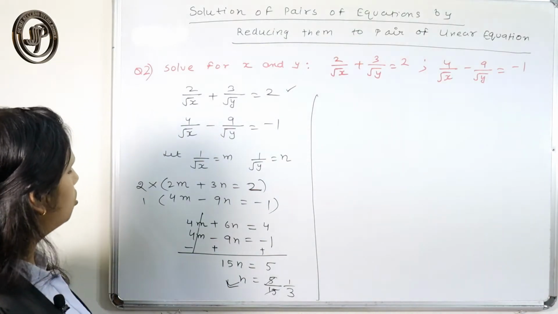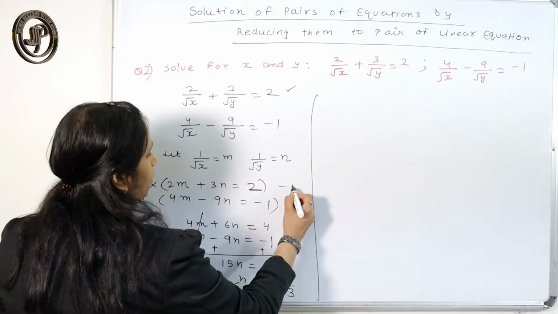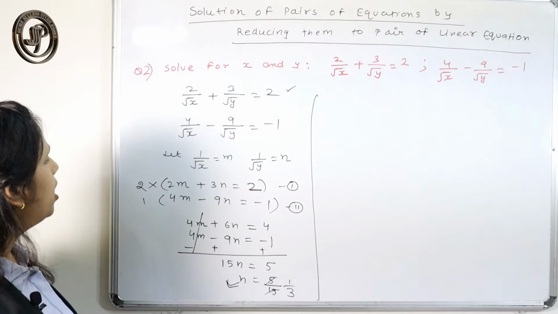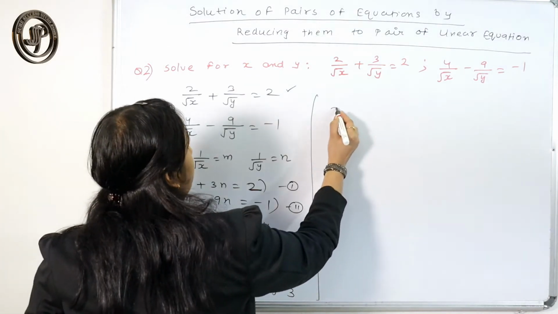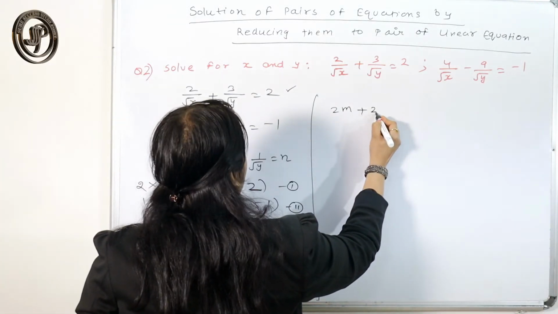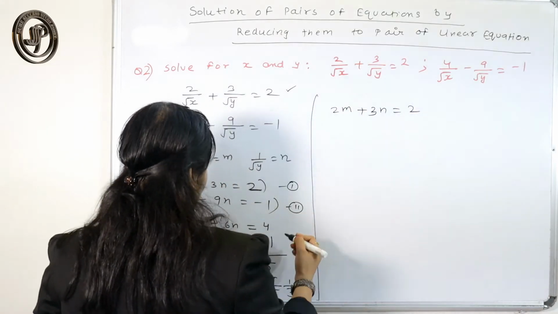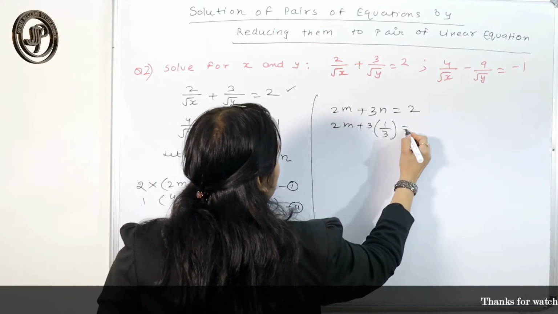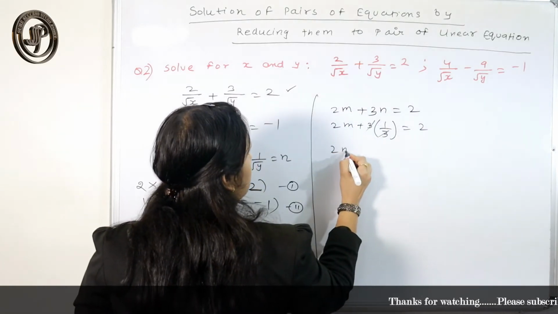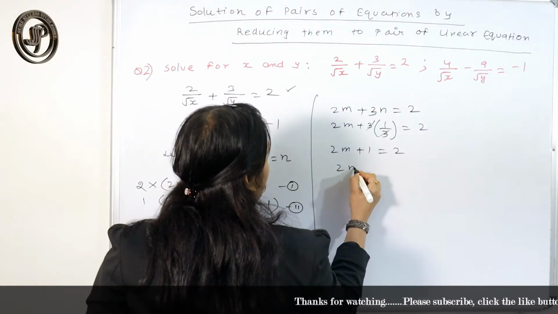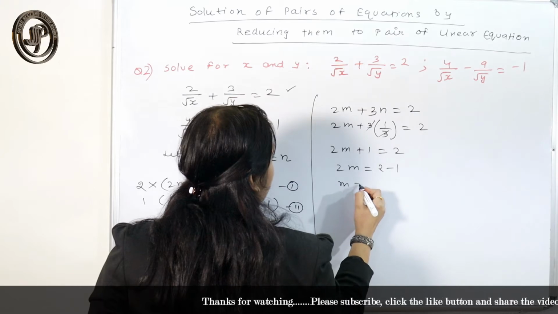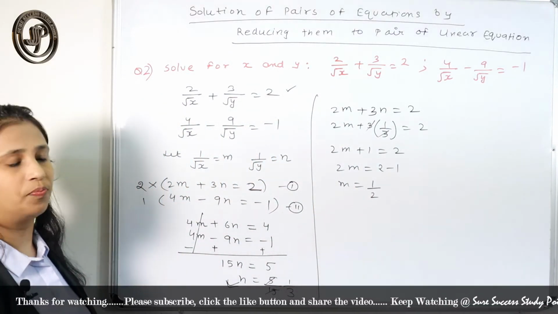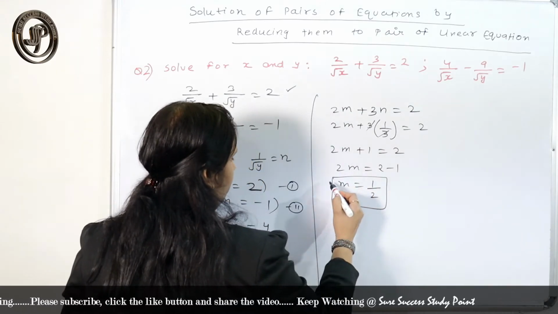Now you have to substitute the value of n in this equation. If I consider this equation 1, equation 2, that is up to you, whichever equation you are considering. So I am just substituting the value of n in equation 1. See how I am going to substitute. Okay, so this and this will cancel out, right? So 2m is equal to 2 minus 1, m is equal to 1 upon 2 here also. Don't write it as 2. Now you got the value of m and n.